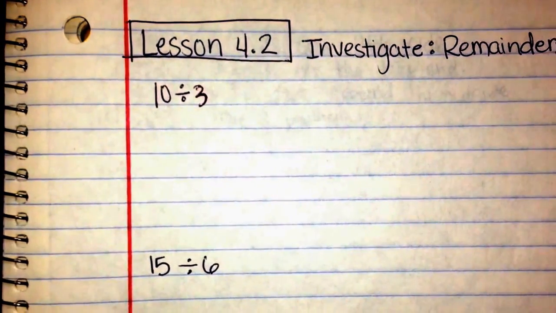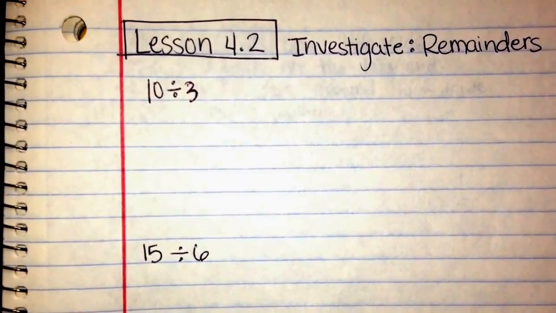This is GoMath lesson 4.2, and in this lesson we are going to investigate remainders. And I'm going to show you two different ways to do it. The first way is by using counters.